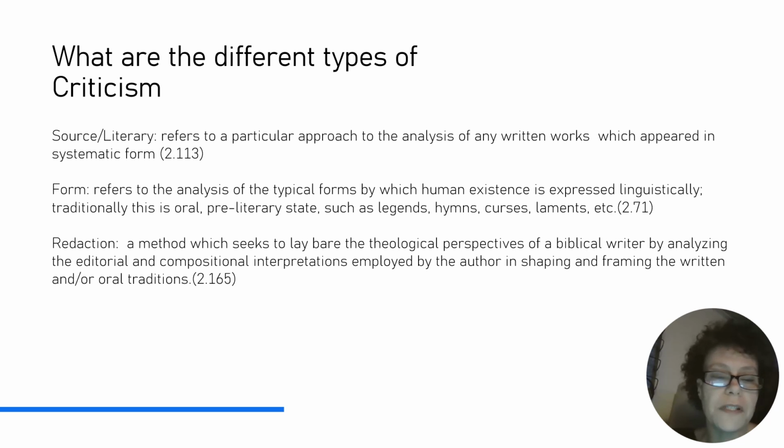Now, the different types of criticism, source criticism, form criticism, and redaction criticism, all stem from the different types of literature that are out there. We have the straight works of literature given in any format, whether it's oral tradition or written. Then we have form criticism, which stems more towards the pre-literary state: our legends, our hymns, our laments, our linguistic traditions, the oral stories of the people.